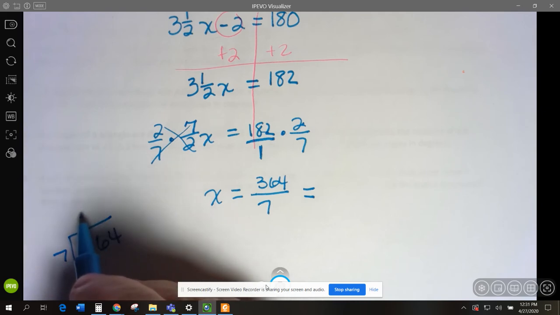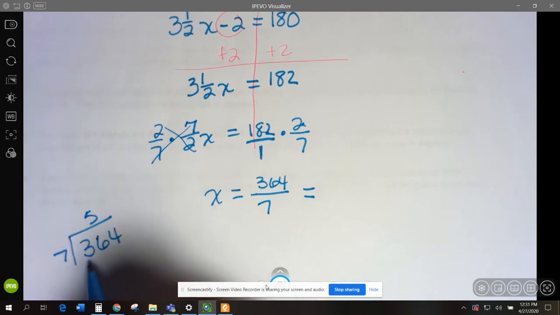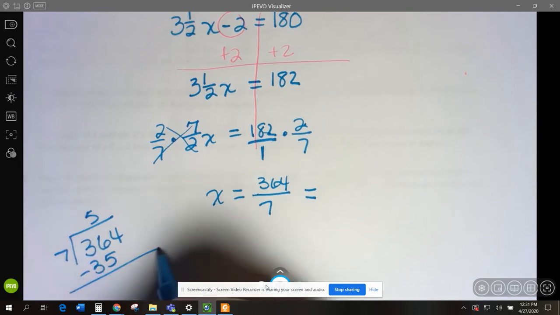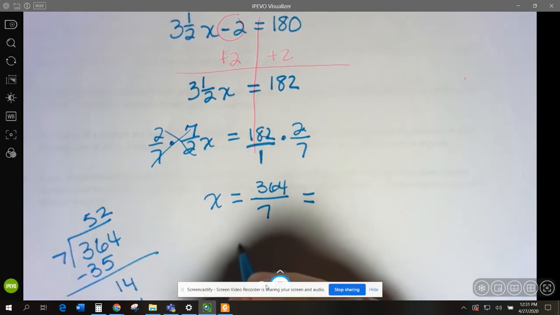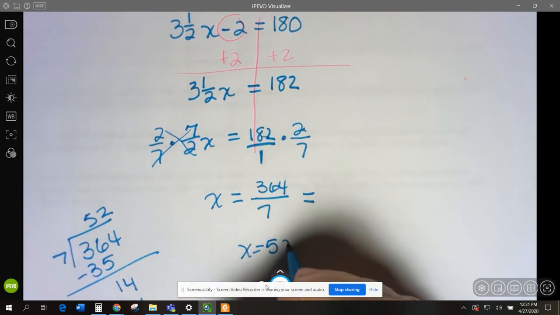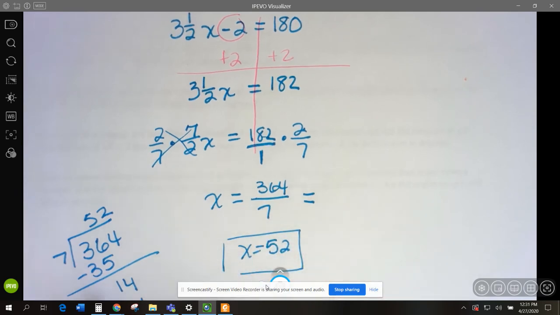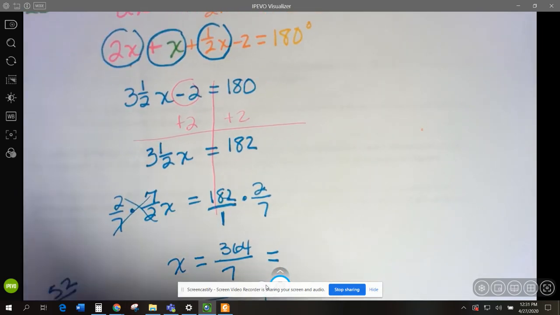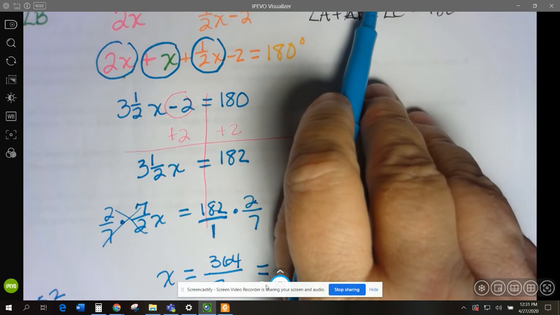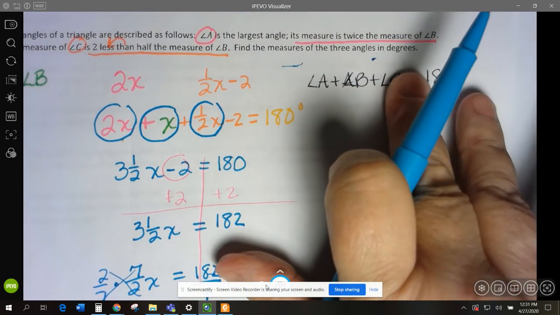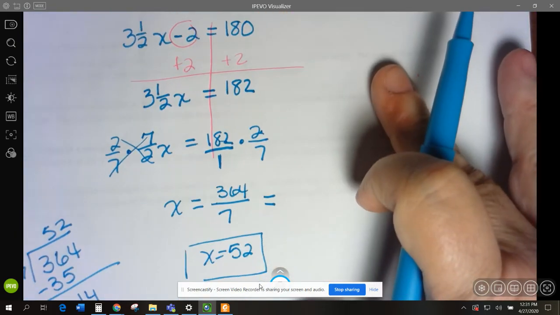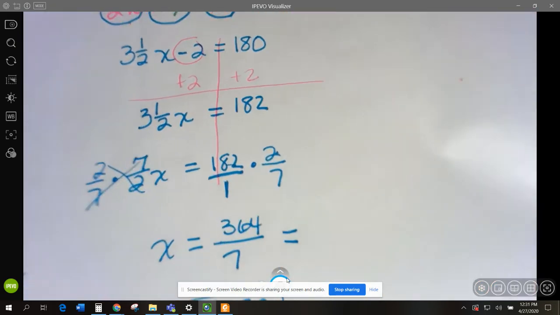7 goes into 36 5 times. That's 35. Subtract. Goes into that twice. So x is going to be 52. But they want us to find the measure of the 3 angles. Remember, they said find the measure of the 3 angles. We found x is 52. We don't have the measure of our 3 angles.